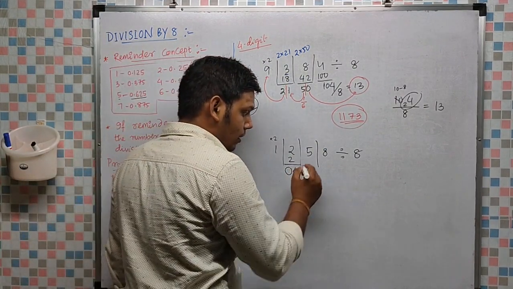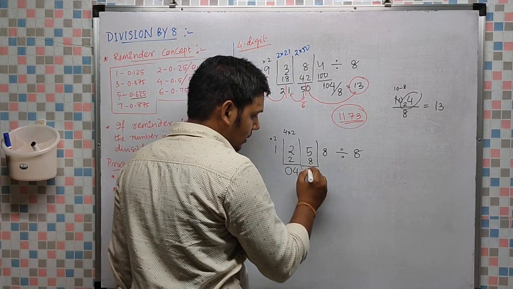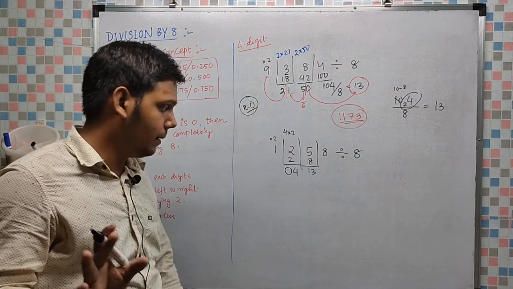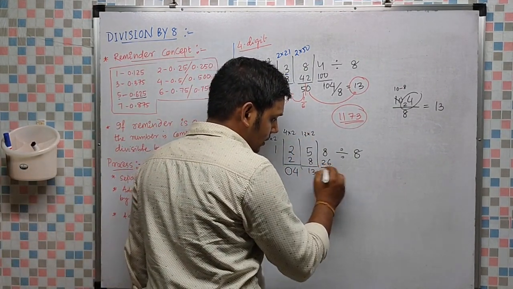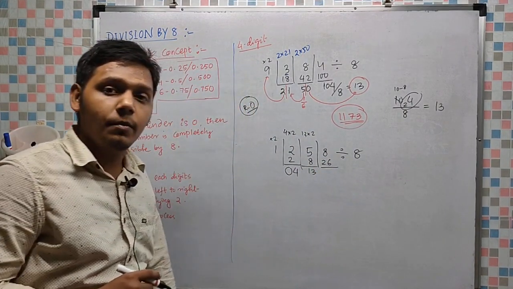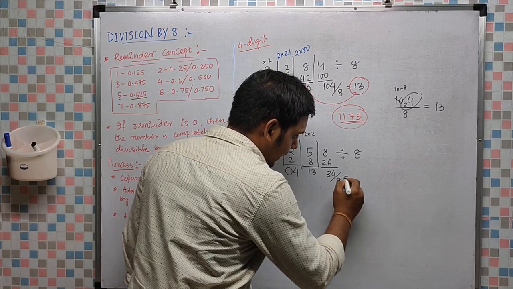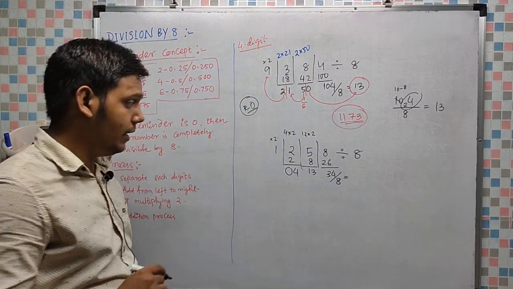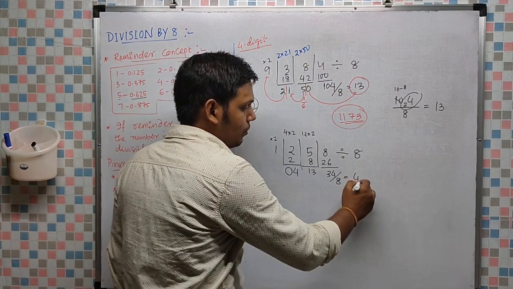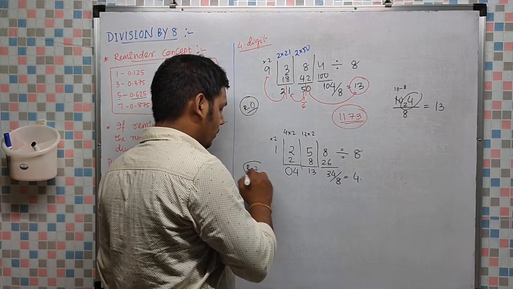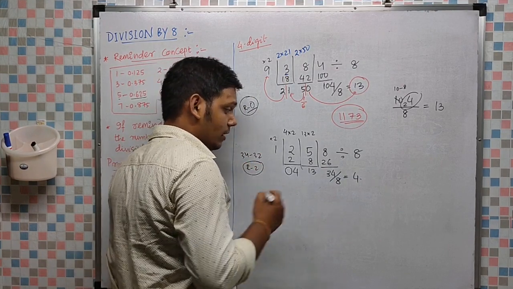Now 4 into 2, that is 8. Now it is 13. Now it is a 2-digit number, no problem. Now 13 into 2, how much? 26. 8 plus 26 is how much? 34. So 34 divided by 8. Now how many times can I take? 8 4s are 32. So remainder is how much? 2. Obviously, because 34 minus 32 is 2.